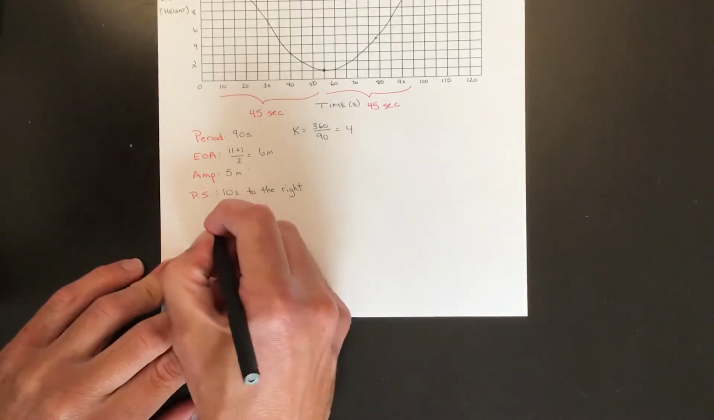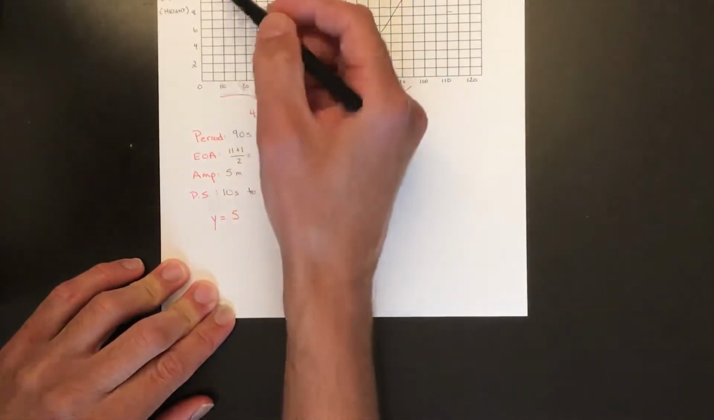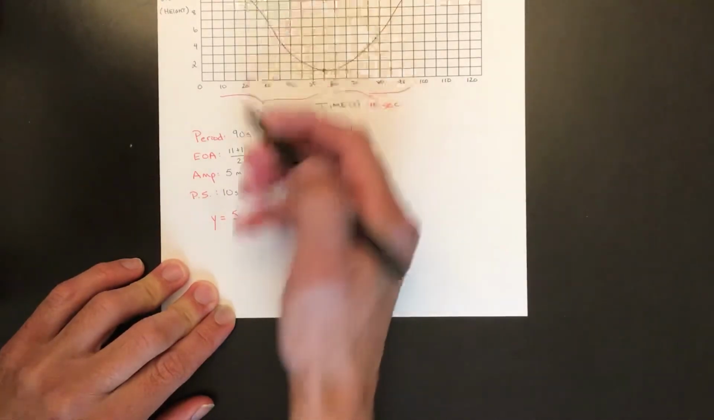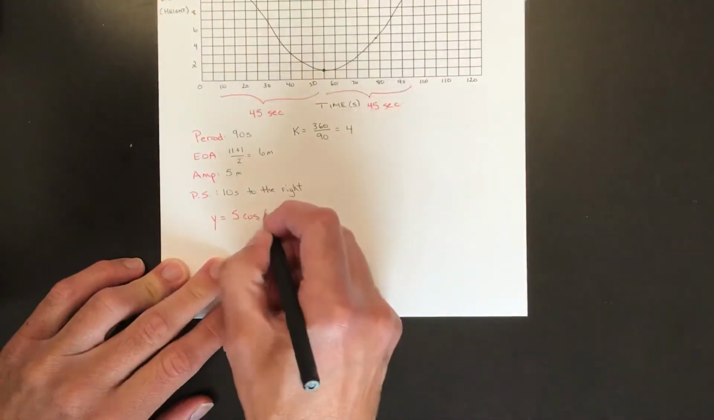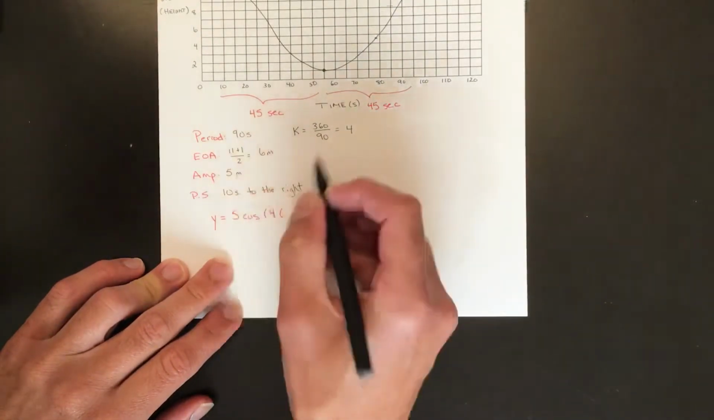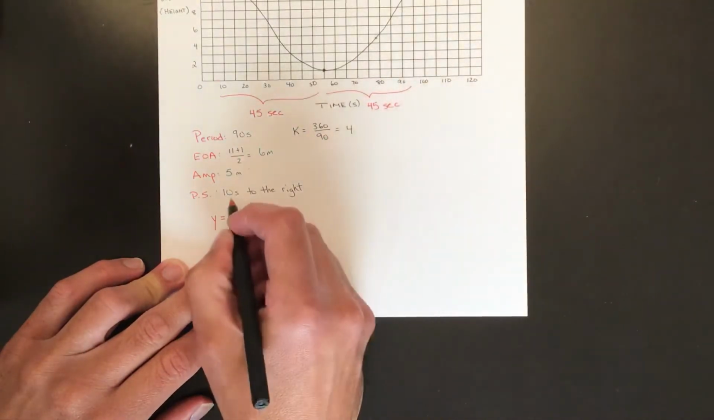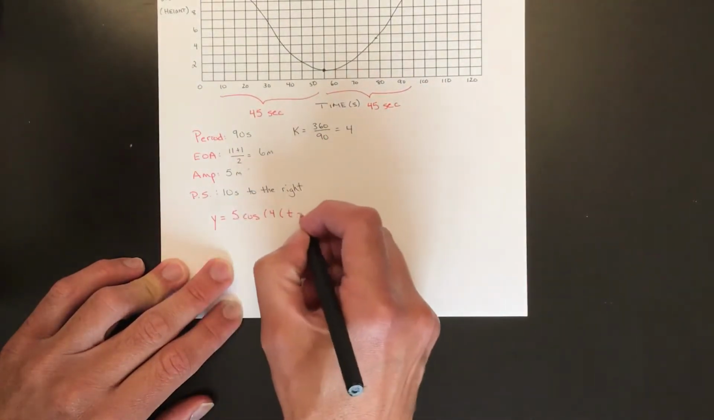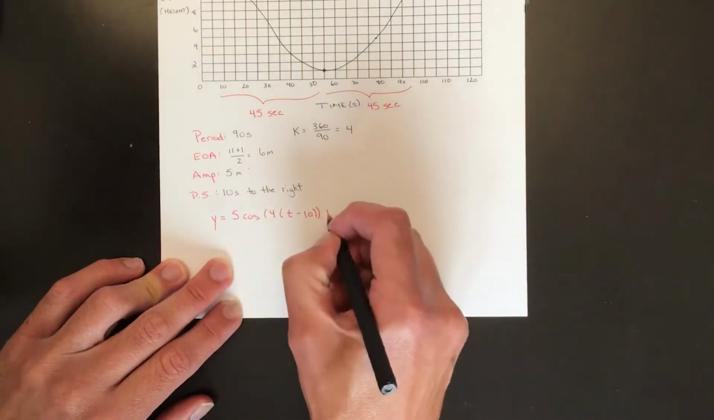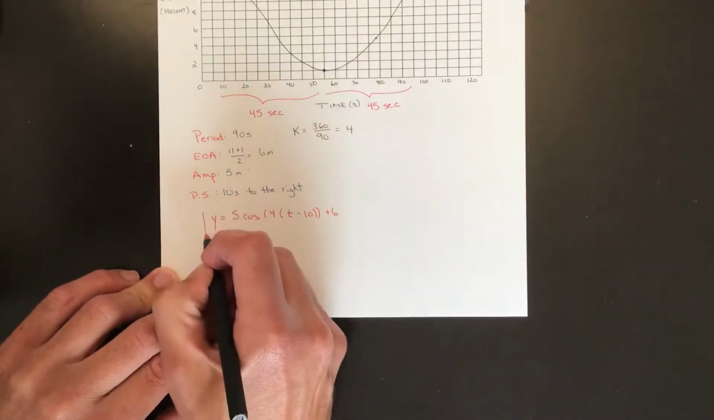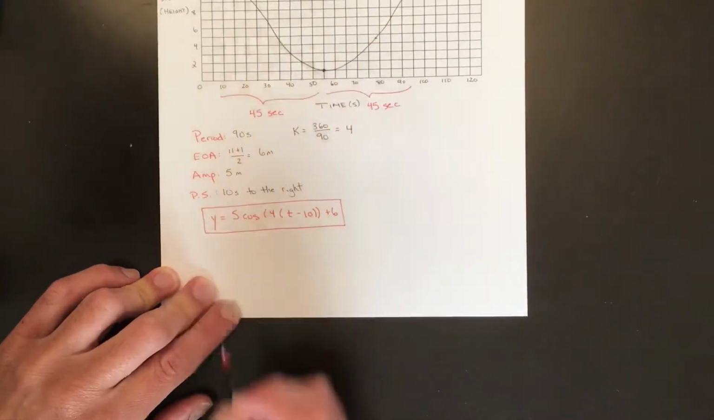So y equals amplitude. And because I'm starting at a maximum point, it's going to be a cosine curve. K value 4. I'll use t for my independent variable. 10 seconds to the right, so it'll be t minus 10. And then my equation of the axis, which is 6. And we have the equation.